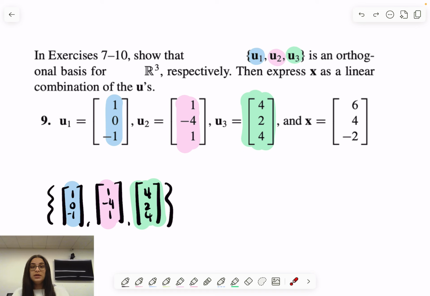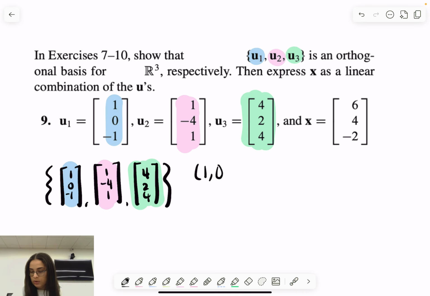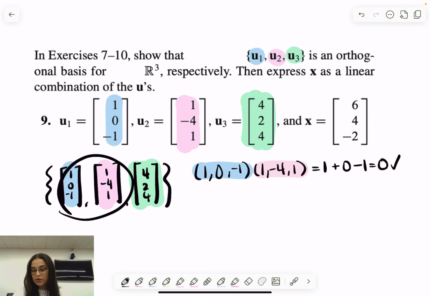How do we do that mathematically? By using the inner product. The rule is if the inner product is equal to 0, then they're orthogonal. I'm going to check this one and this one. That's (1, 0, -1) and (1, -4, 1). The inner product is multiplying the first term by the first term, so that's 1, the second term by the second term, so that's 0, and the third term by the third term, so that's -1. And 1 minus 1 is equal to 0. So yes, these two vectors are orthogonal because the inner product is equal to 0.